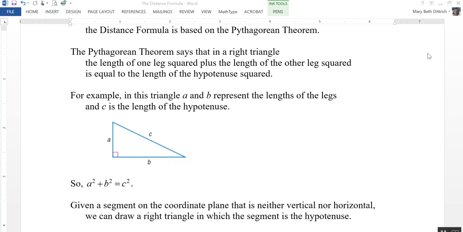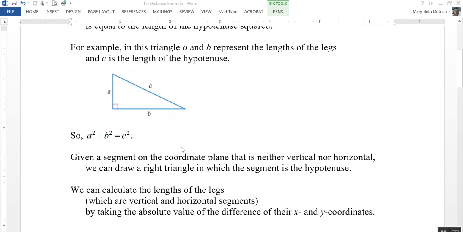So for example, in this triangle here, A and B represent the lengths of the legs of the triangle, and C is the length of the hypotenuse. So A squared, the length of this leg squared, plus B squared, the length of this leg squared, equals C squared, the length of the hypotenuse squared.